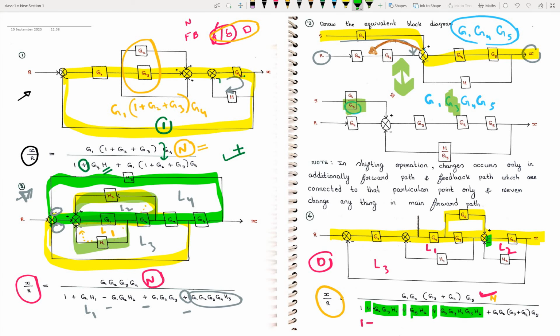Then we have this outer loop. For writing the outer main loop, whatever we have in the numerator, the same thing we include in the denominator. So we have G1, G2, (G3 plus G4), G5, since in feedback we have 1. And we have to multiply with minus, minus into minus is plus. So this is how you solve the transfer function for a given block diagram.